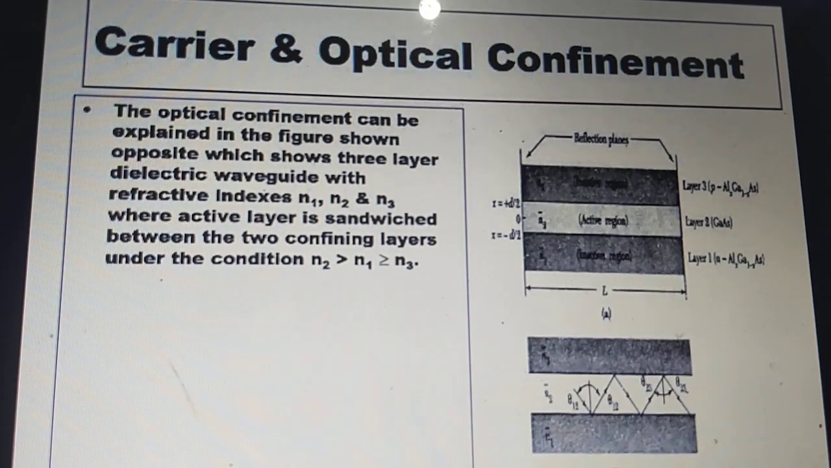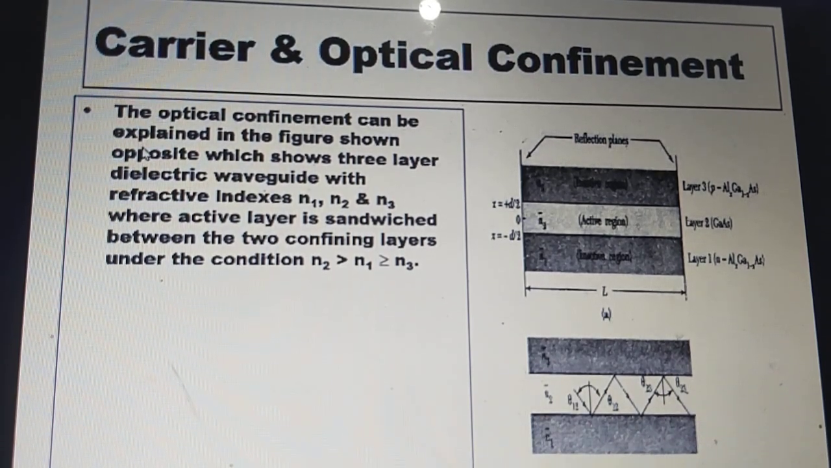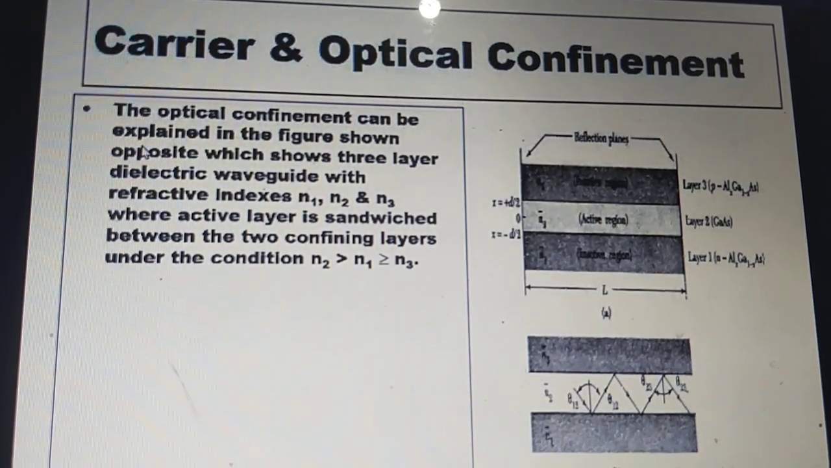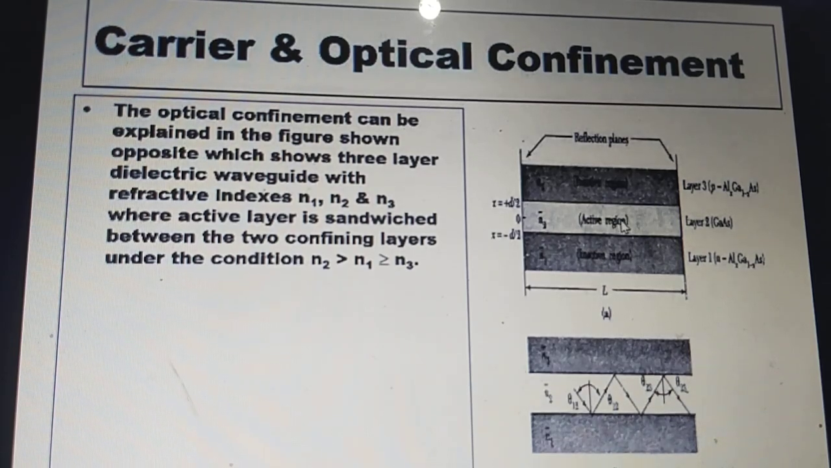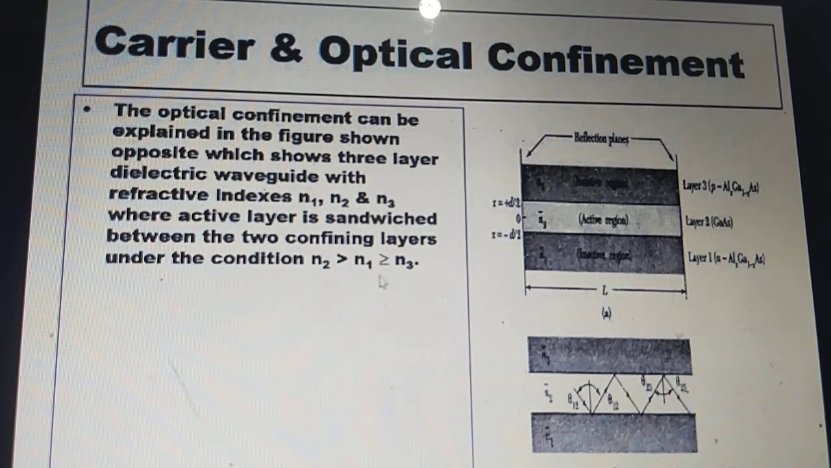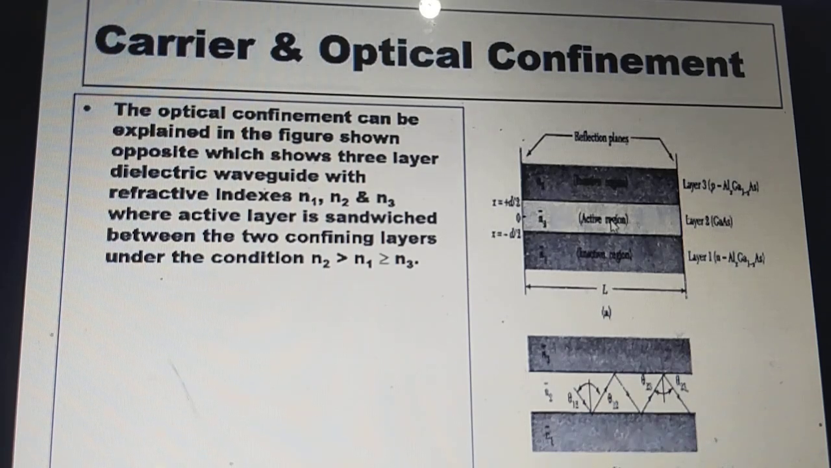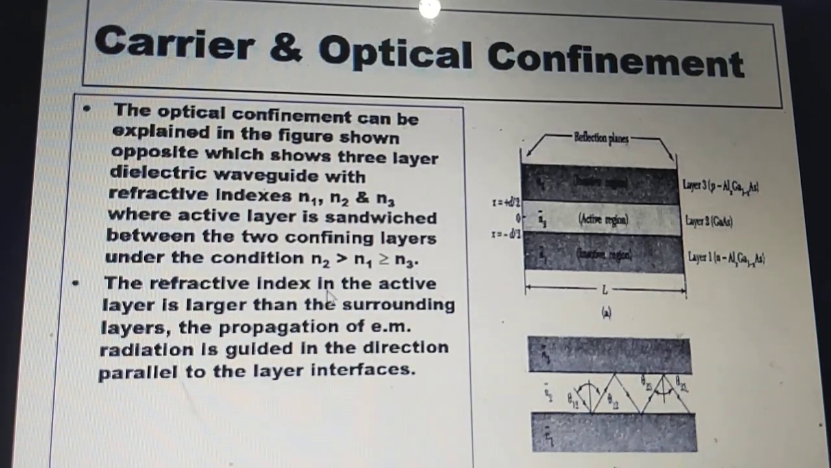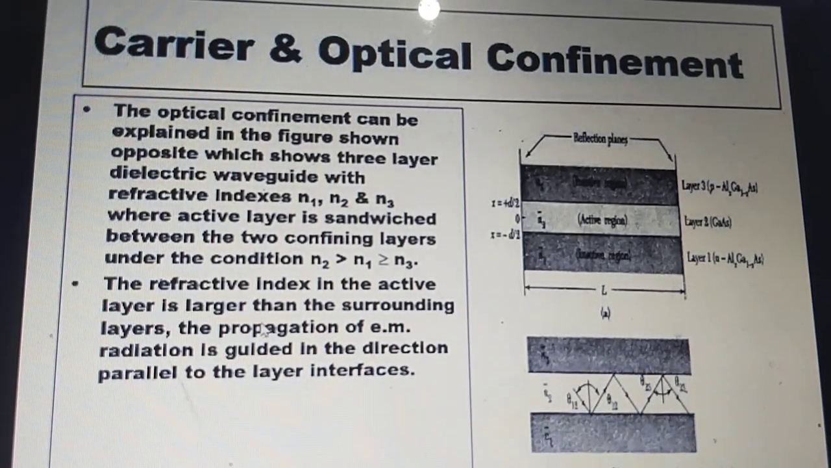So the optical confinement can be explained in the figure shown opposite, which shows a 3-layer dielectric waveguide with refractive indices N1, N2 and N3. An active layer is sandwiched between the two confining layers, and N2, the refractive index of the active layer, is higher than one inactive layer and the other inactive layer. So this is higher than that. What will happen? I am talking about the DH laser. The refractive index in the active layer is larger than the surrounding layers.